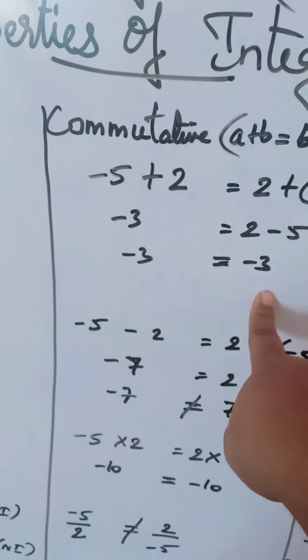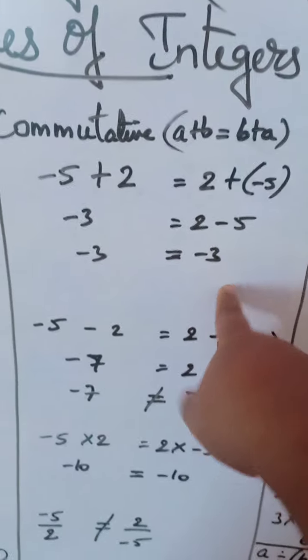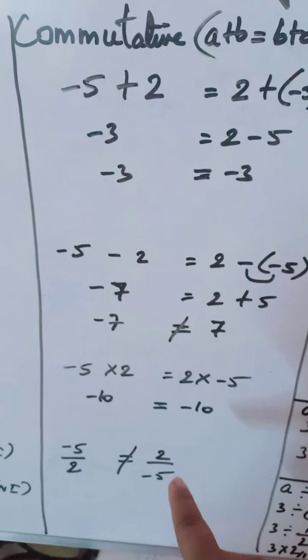Then you can say addition is commutative. In the same manner, go for subtraction, go for multiplication, and go for division.